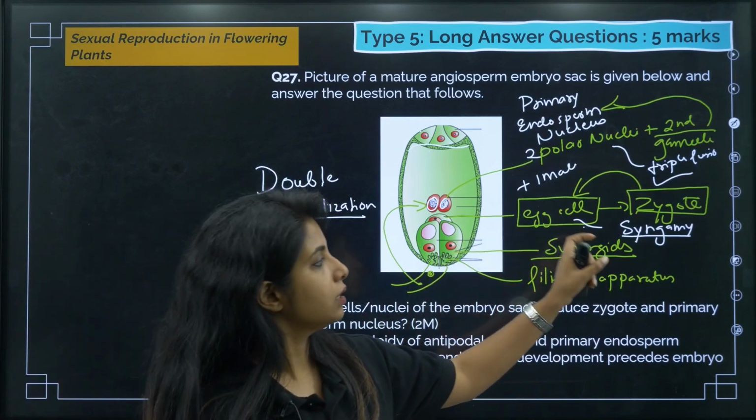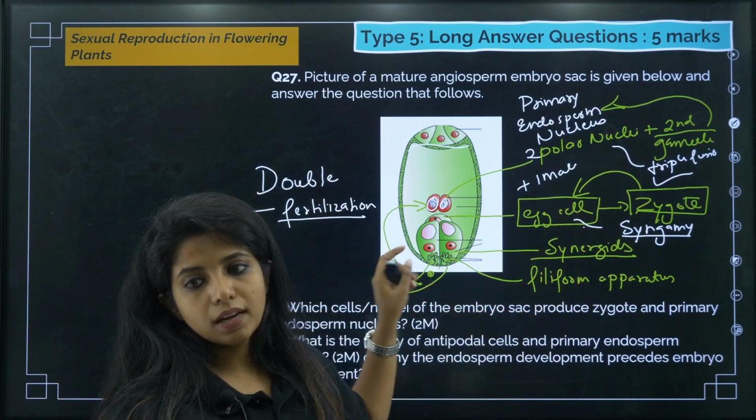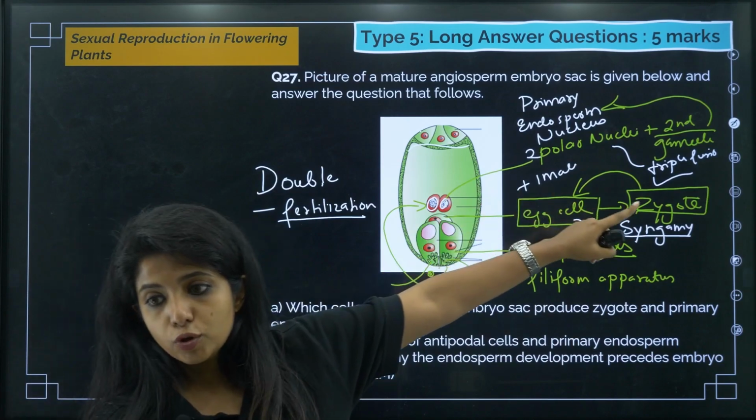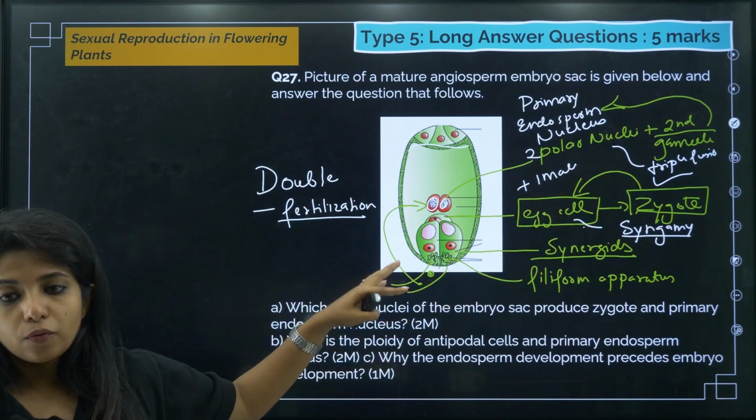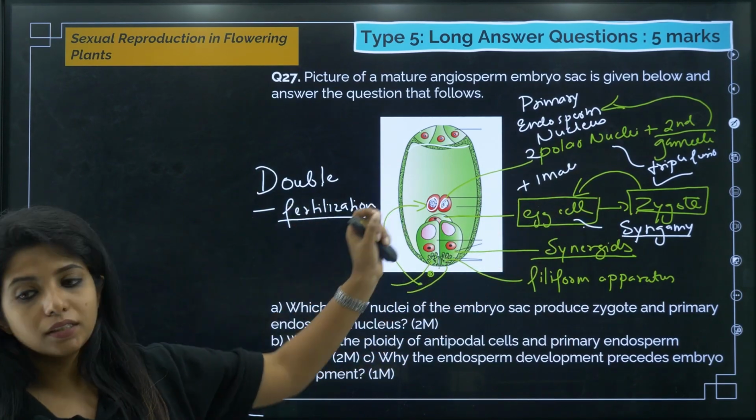Okay. So in 2 marks you can explain like that. One is syngamy, where this happens. Second is triple fusion, where all this happens. Together, what do you call them? Double fertilization. The end product is this.